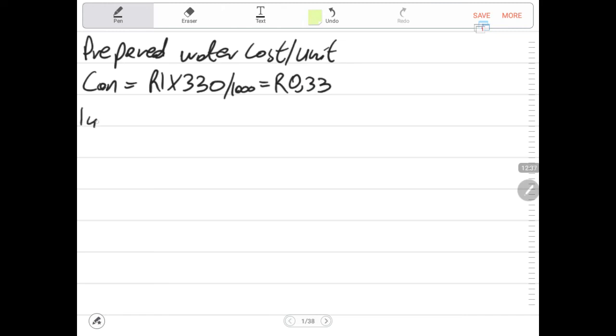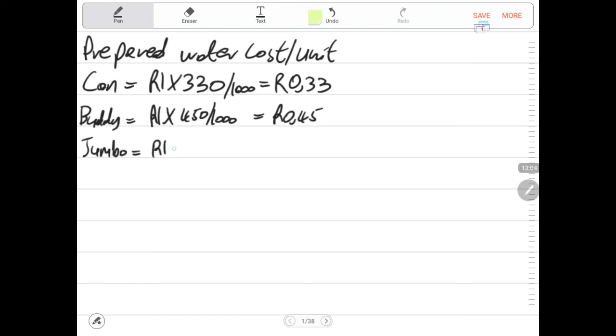Then we have another product variation which is called body. We buy the same water at R1 times 450 milliliter divided by 1000. That will give us 0.45 per unit. Then another one is called jumbo. Remember, jumbo is already in liters, R1, so we times this by 1.25. So that is already in liters. And remember, the R1 is R1 per liter.